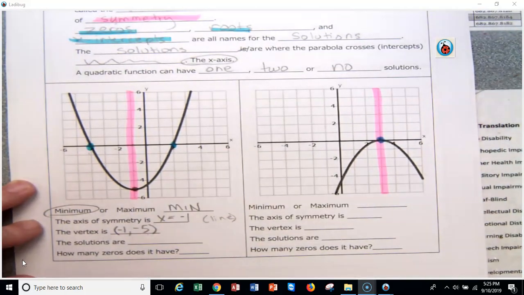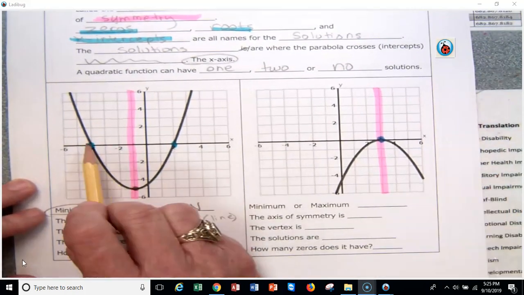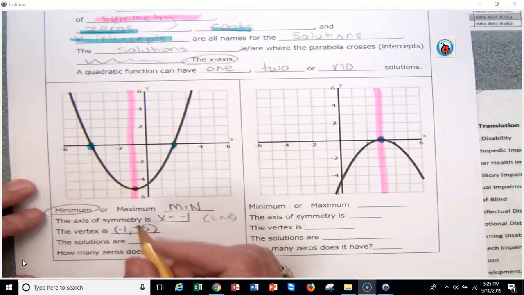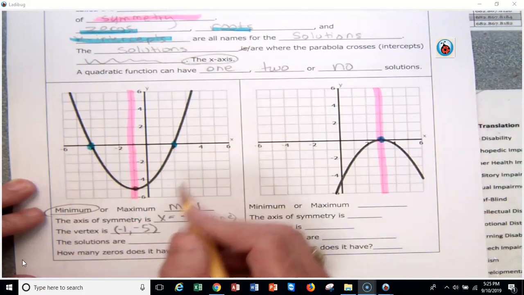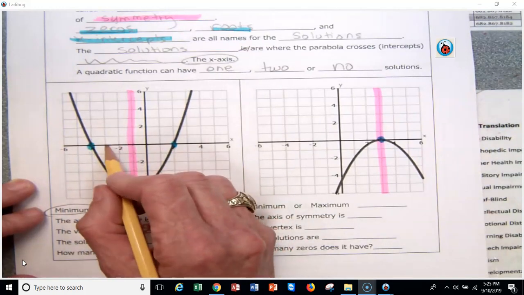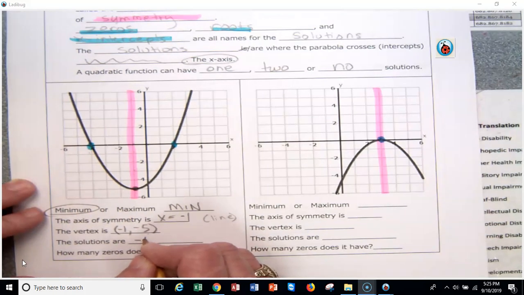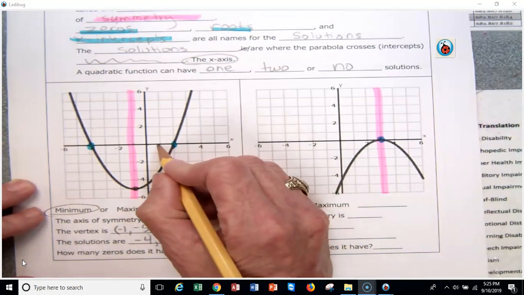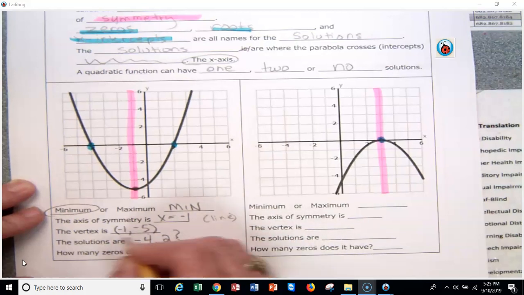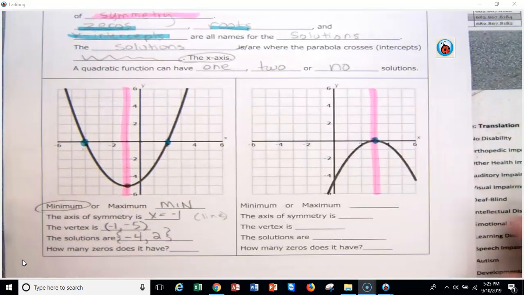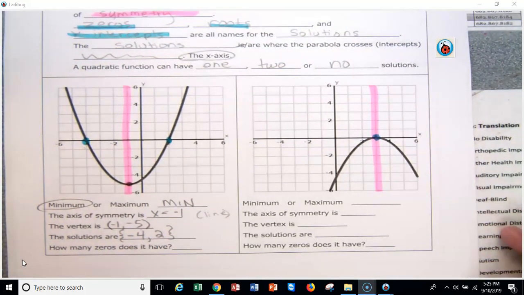There are two solutions right here for the function, and because solutions are on the x-axis, we can just give them the value. So the solutions are -4 and 2. Now we can just put those in braces if we want. We don't want to put them in parentheses because parentheses would indicate that it was an ordered pair. The braces are just here's a list of numbers in the braces.